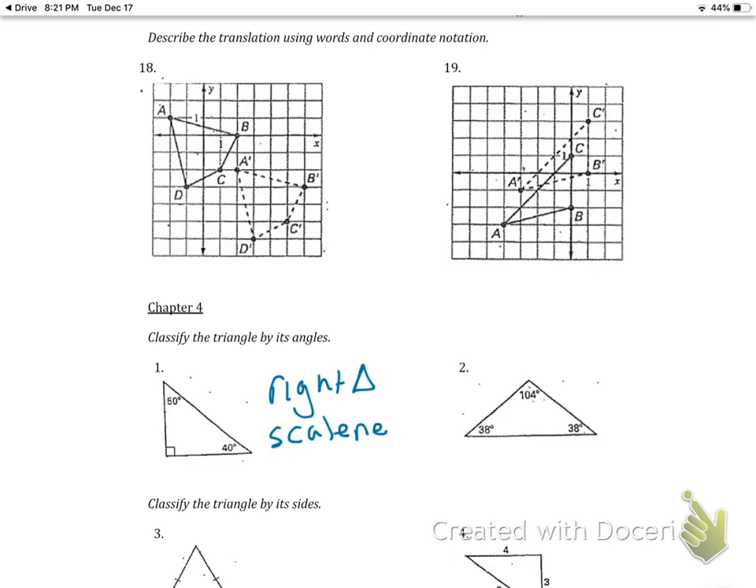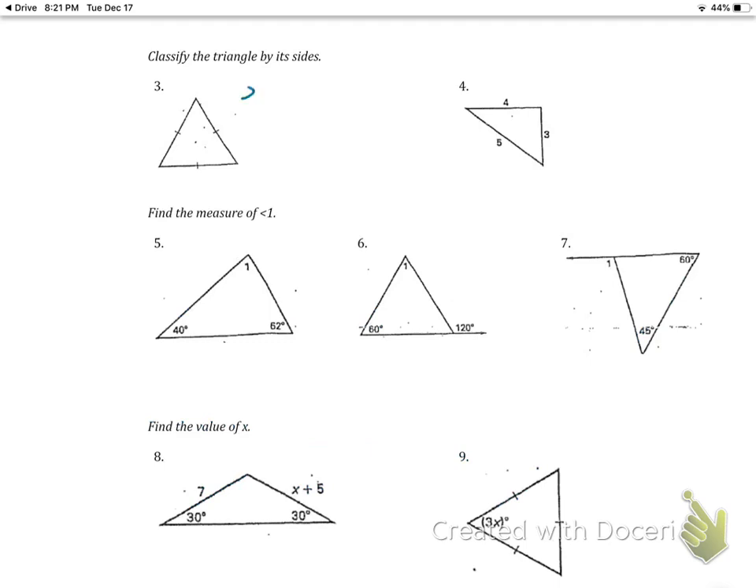Over here you see that you have 104, which tells you this is going to be obtuse. And then we have 2 38s. Well, those are the same, so that means that the sides opposite them have to be congruent. So remember, 2 congruent sides would be isosceles. Okay. Here you see you have 3 congruent sides, which means it's equilateral. And that means it's also equiangular.